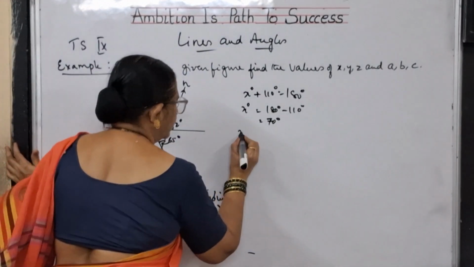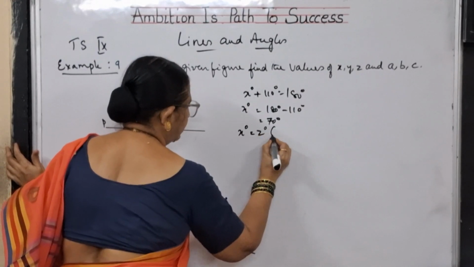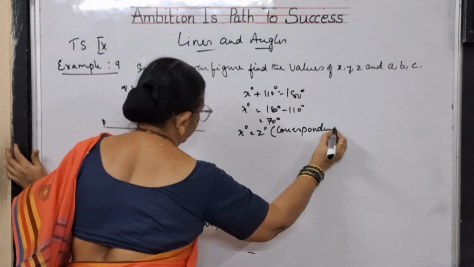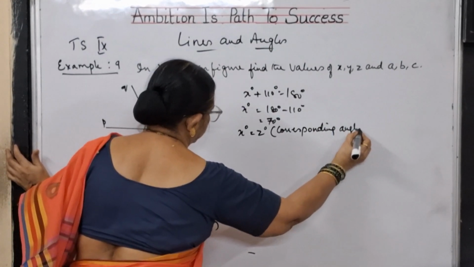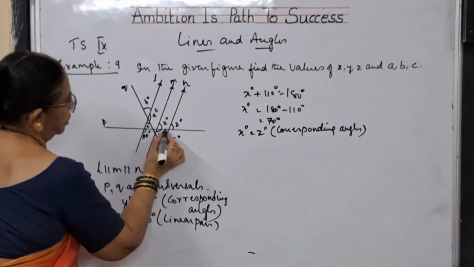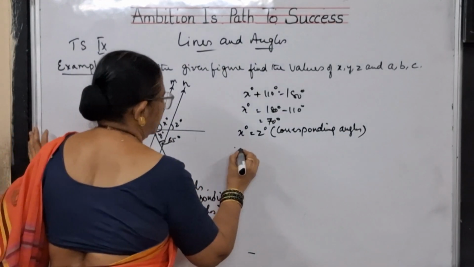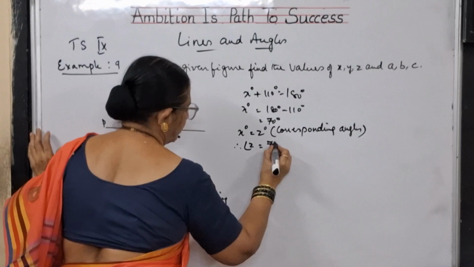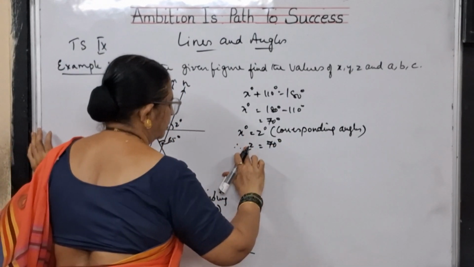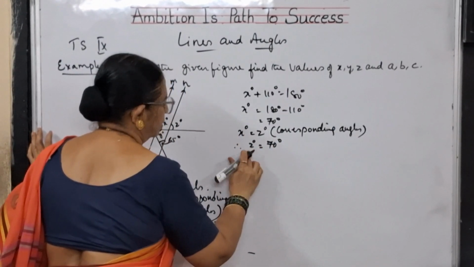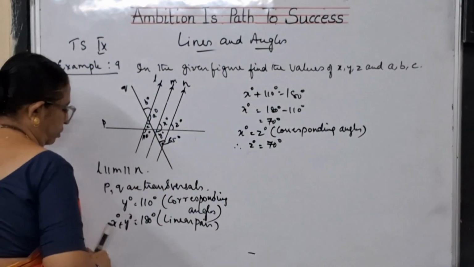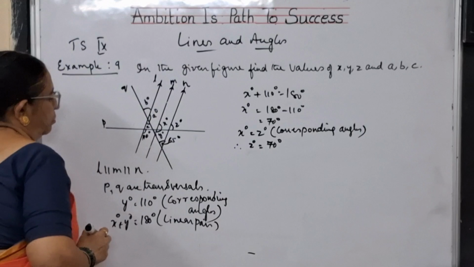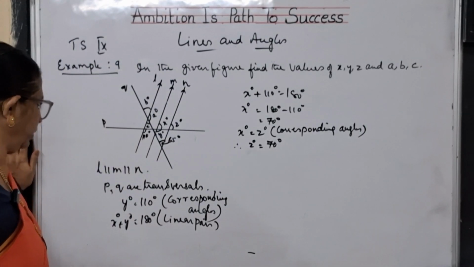Now x degrees is equal to z degrees because they are corresponding angles. Yes or no? These two are corresponding angles. This is the transversal. Therefore, angle Z is equal to 70 degrees. Z degrees is equal to 70 degrees, I can say. So, I have found out y value, x value, z value. Now, A, B, C, I need to do it.